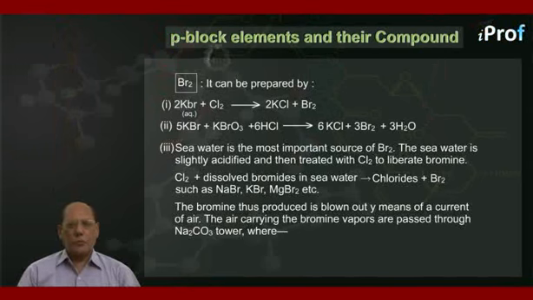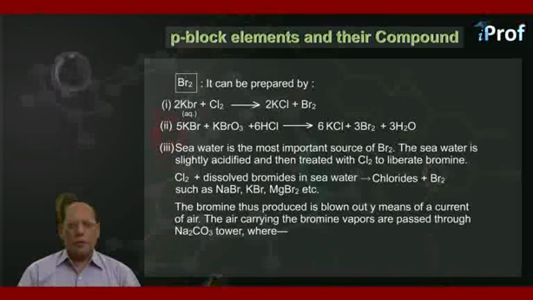Number 3, seawater is the most important source of bromine. The seawater is slightly acidified and then treated with chlorine to liberate bromine. That is Cl2 plus dissolved bromides in seawater such as NaBr, KBr, magnesium bromide, etc. We get corresponding chlorides plus Br2. The bromine thus produced is blown out by means of a current of air.